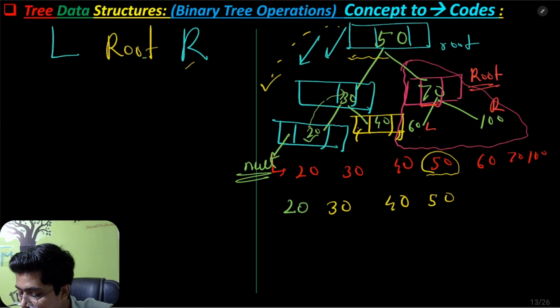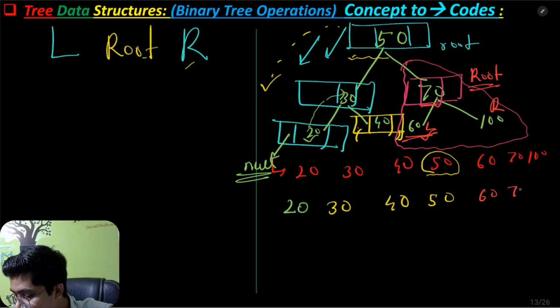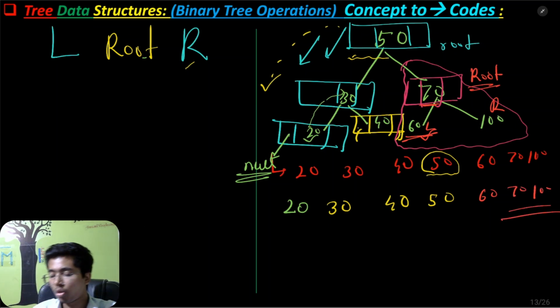So first we again process the left side, 60, which we processed because it was the left with respect to that tree. Now again we process the root, 70, and then 100. So how can we implement this in terms of a program? We can easily implement it. For that we have to implement a method, and we call it the tree order. So let's start.